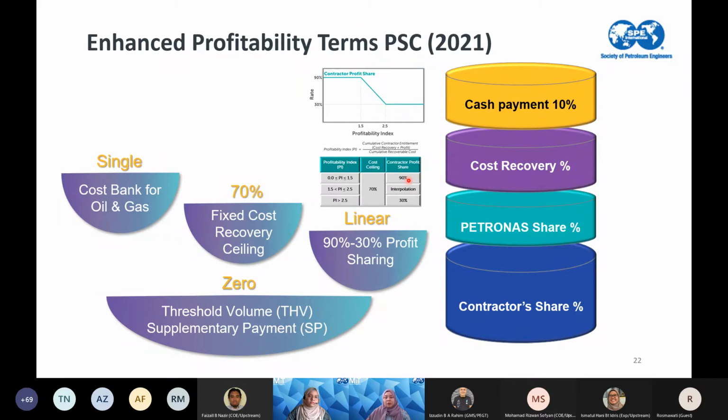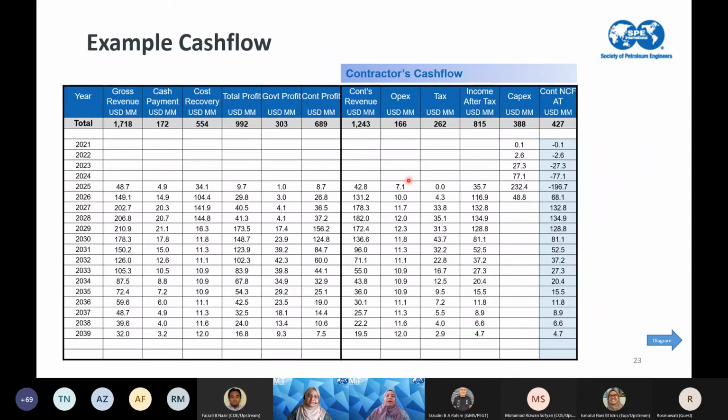Okay, so I've spoken for a long time. Let's just go over one example cash flow before I wrap up. All these fiscal terms should translate into my cash flow. What does it mean? If we think back to where I started 40 minutes ago, cash flow is just cash in minus cash out. So you've got your gross revenue, your cash payment, your cost recovery, and your profit that you have to split between government and contractor. I've used the EPT fiscal term here.